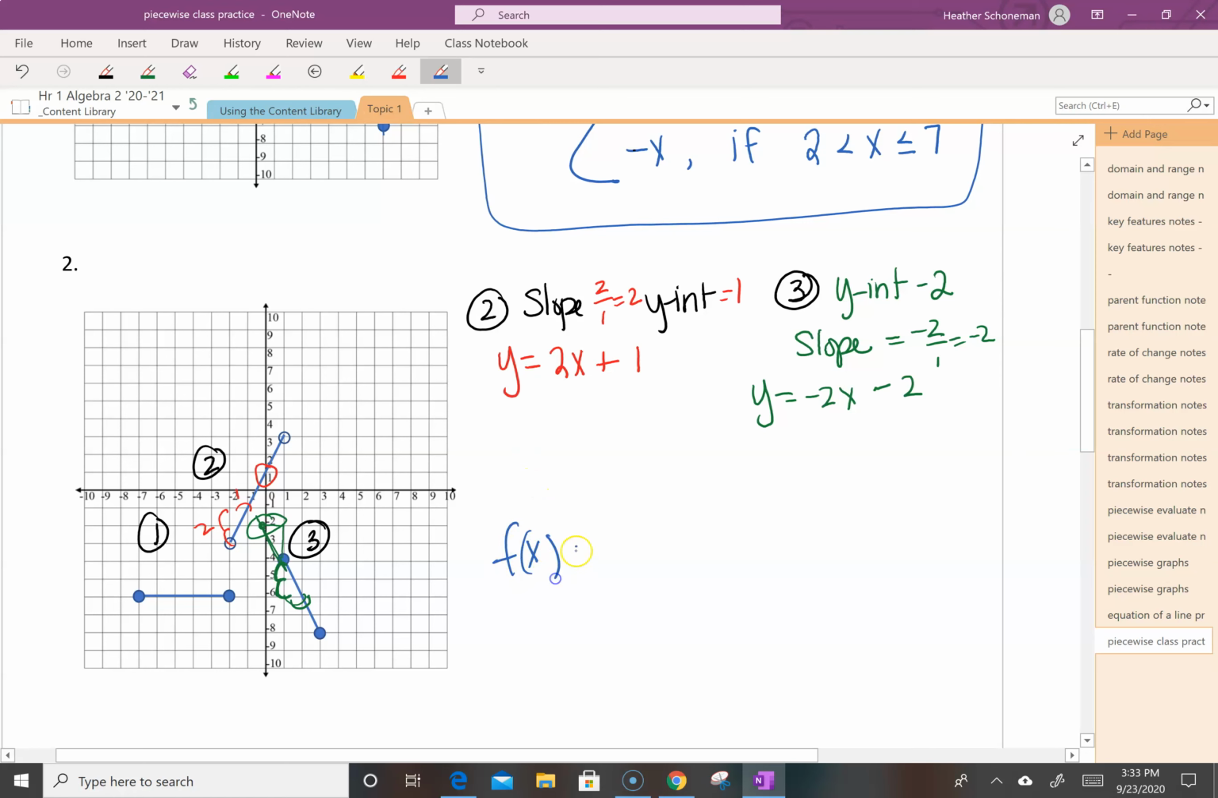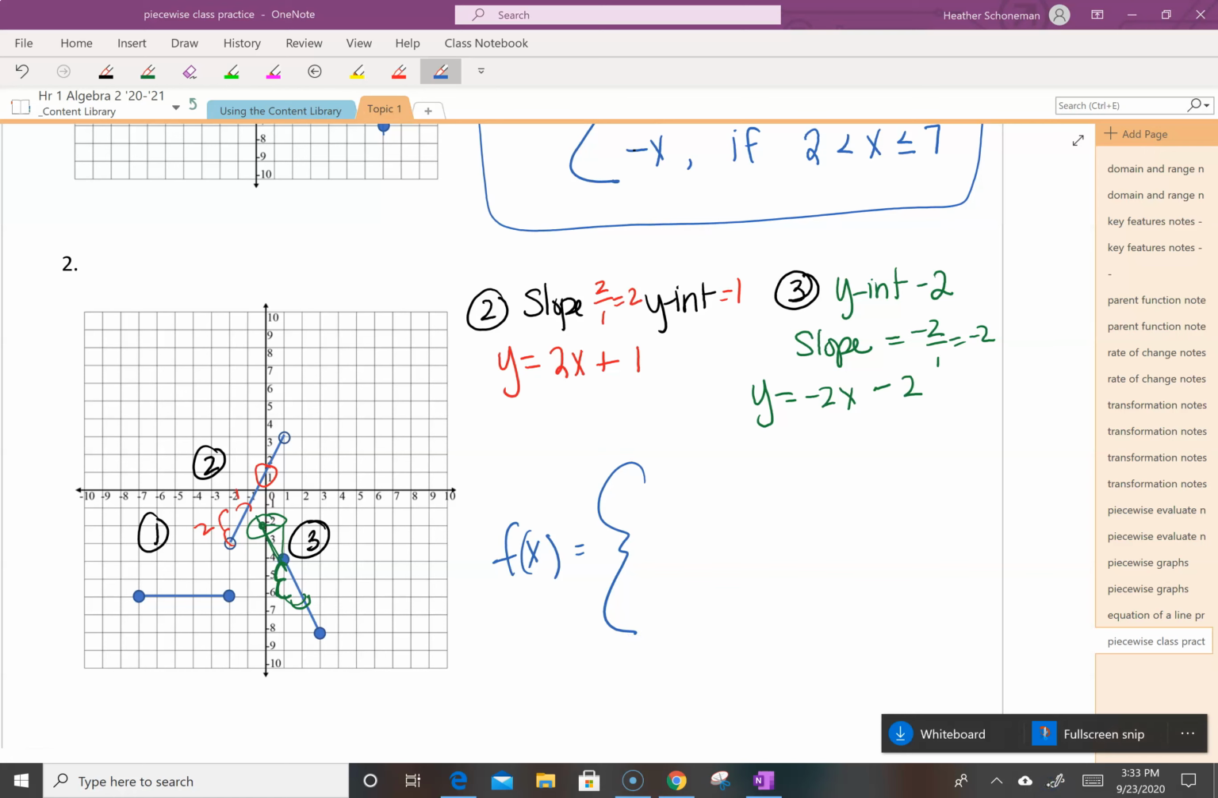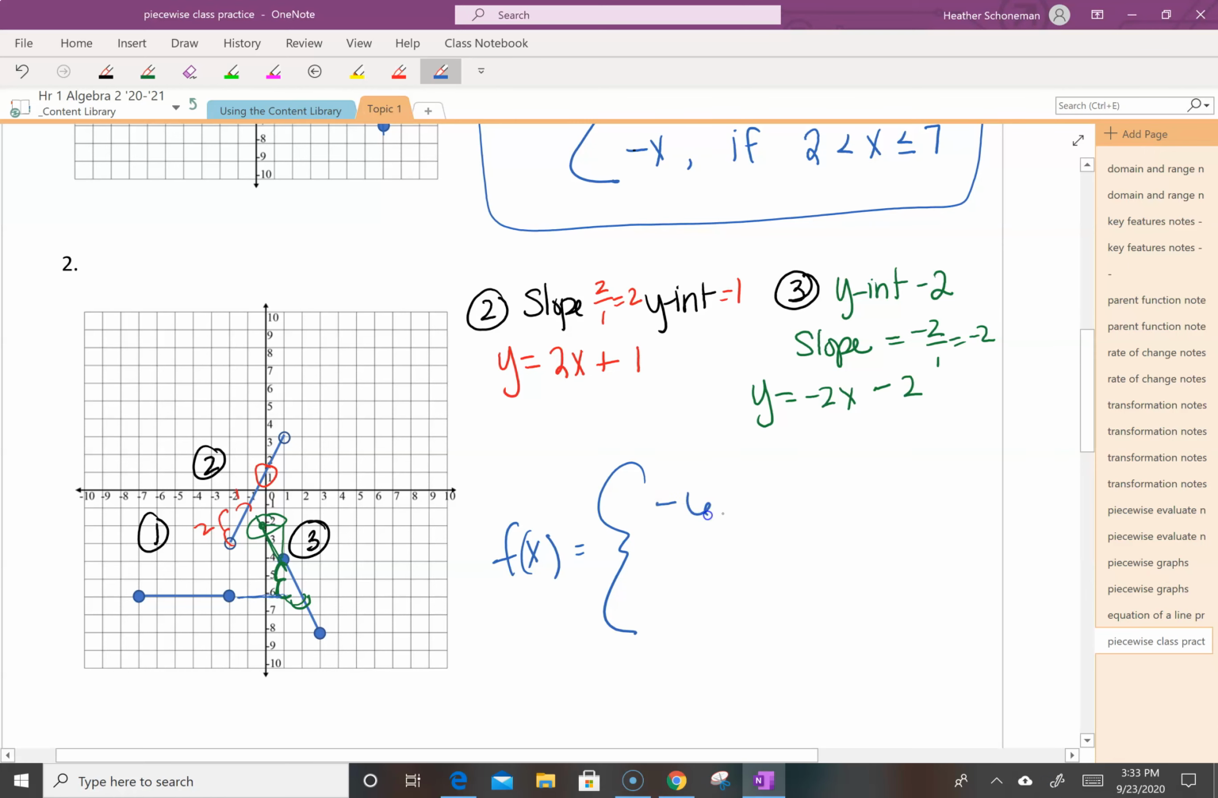Okay, f of x equals, make my bracket. Equation 1 is flat. It's flat and crosses at negative 6. So I have negative 6, comma, if, and it goes from negative 7 to negative 2.